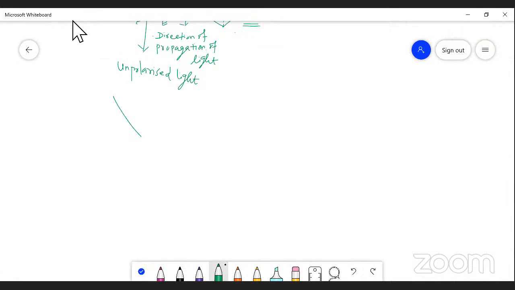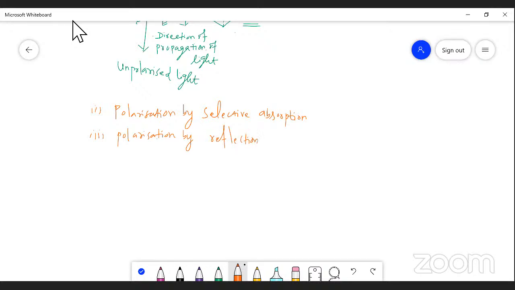First technique: polarization by selective absorption. It is one of the techniques to convert unpolarized light into polarized light. Second technique: polarization by reflection. It is one more technique we use to convert unpolarized light into polarized light.